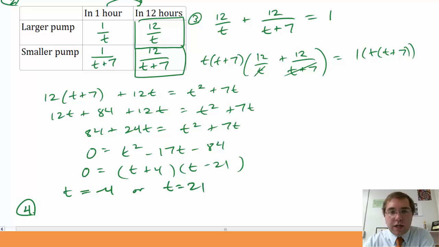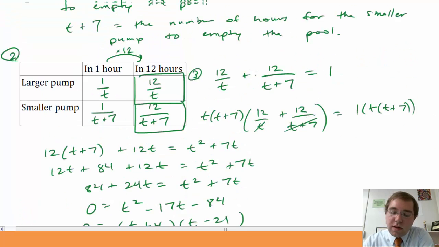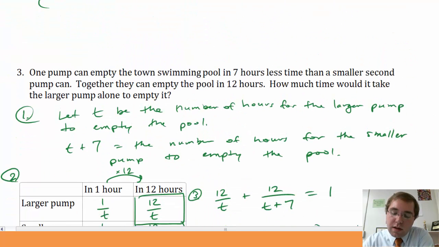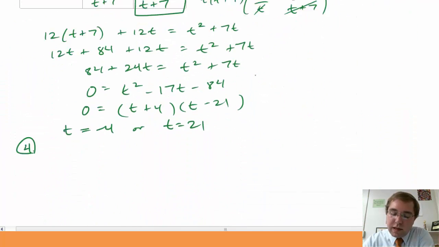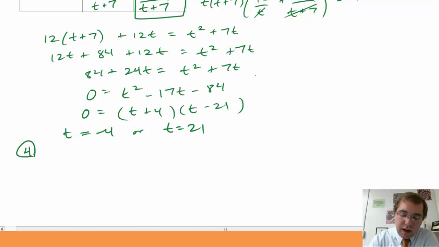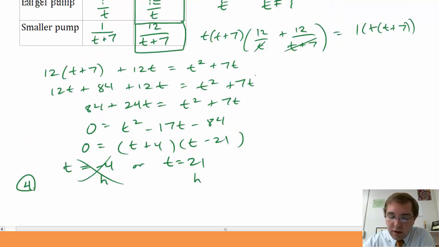Okay, step number 4. Let's answer the question. The question was, how much time would it take the larger pump alone to empty it? And T was the number of hours. So we've got either -4 hours or 21 hours. -4 hours makes no sense at all. They can't go backwards in time. So we'll throw that one out. Does 21 hours work? We can check it.